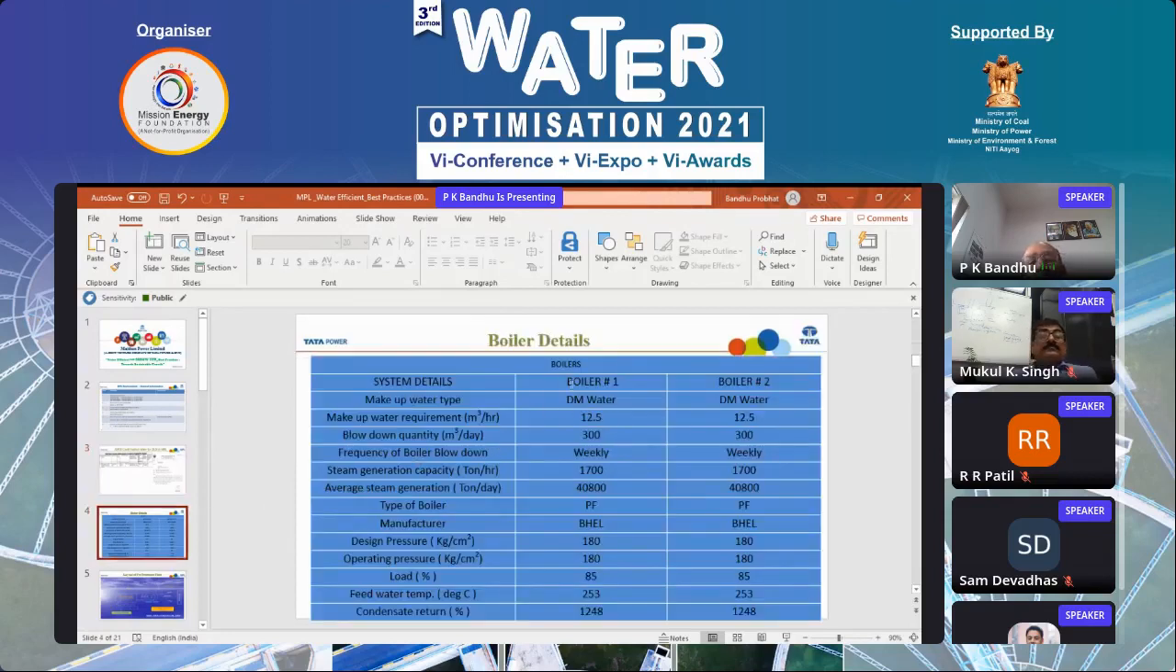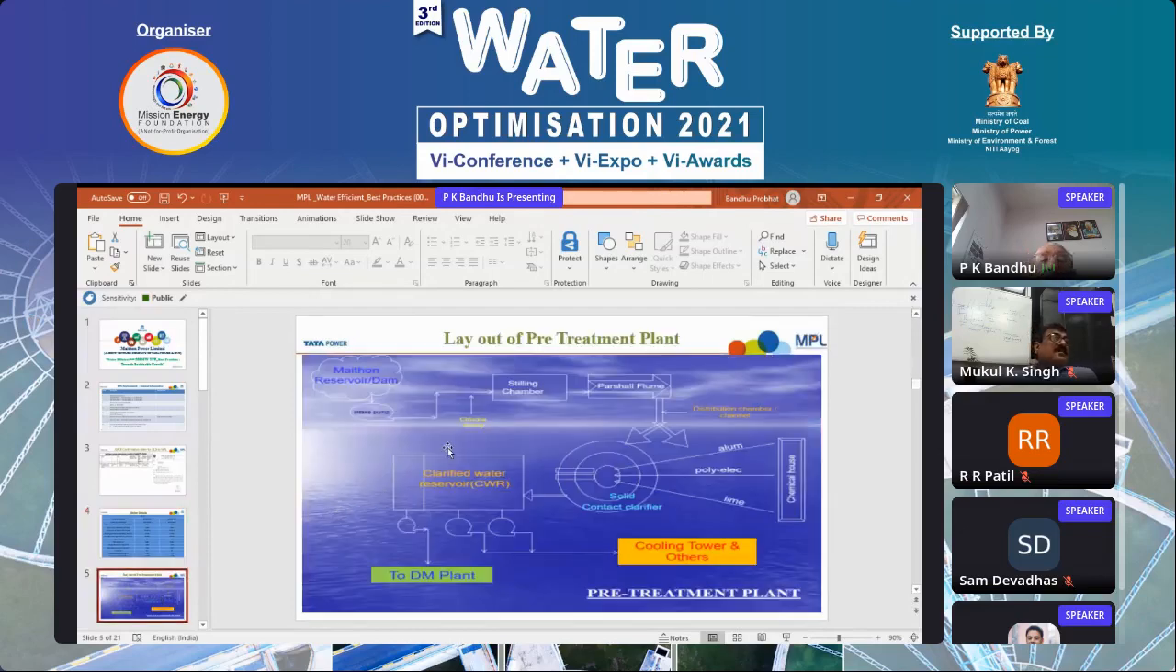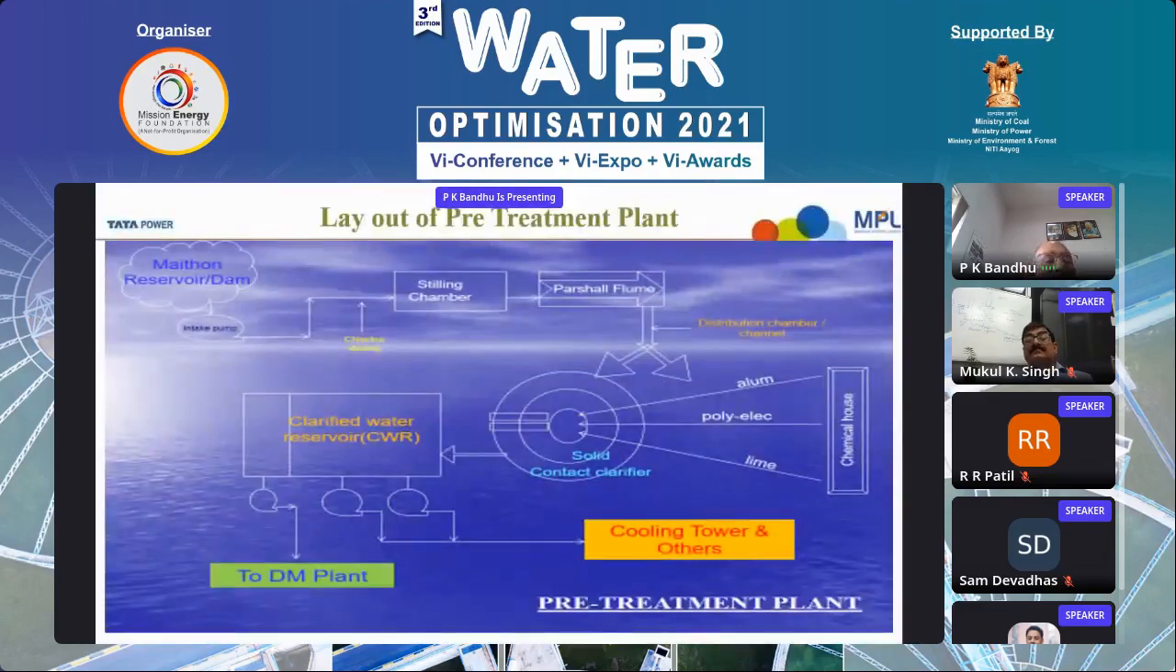There are some basic design parameters being displayed here. There are two boilers, and DM water makeup quantity, blowdown quantity, etc. are mentioned here. Now we are showing our water flow diagram. We are sourcing water from the Maithon reservoir. There is a big dam on the Barakar River, and we are sourcing water from that river. Pre-treatment is done, then the water is ready for use in other purposes: making DM water, cooling water, and the service water system, which includes the ash water.